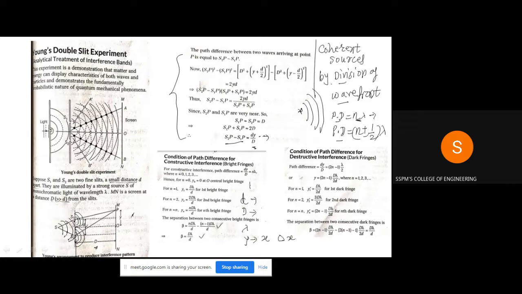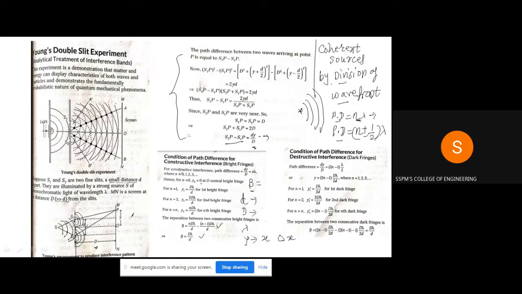And one more parameter, beta. Beta is the fringe width. Fringe width is the distance between two successive bright or dark fringes. Beta is called fringe width. d is the separation between two slits. Capital D is the distance between the source and the screen. Lambda is the wavelength of the incident light. y is the resultant displacement of the beam of light.